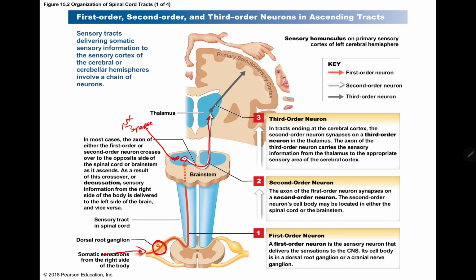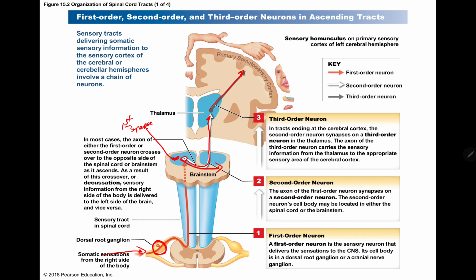And then we have this second order neuron that is synapsing with this third order neuron that you can see right here. This third order neuron is going to originate in that thalamus. Now, before we get to the third order neuron, in most cases, the axon of either the first order or the second order neuron is going to cross over to the opposite side of the spinal cord or the brainstem as it then ascends upward. And this crossing over is called decussation. So sensory information from the right side of the body is delivered to the left side of the brain and vice versa. You can see right here, the second order neuron is crossing over, going from one side to the other side.